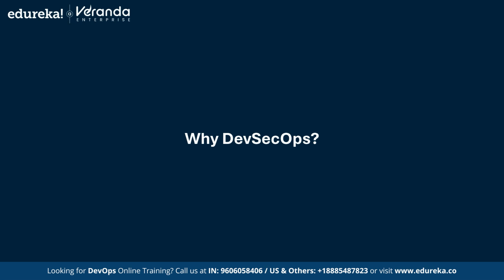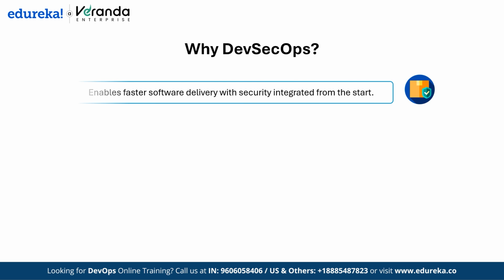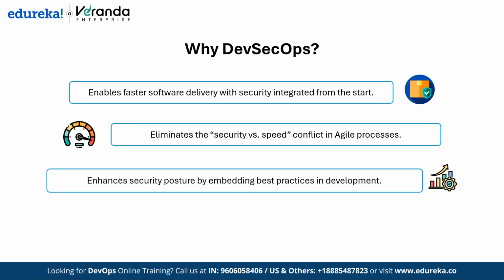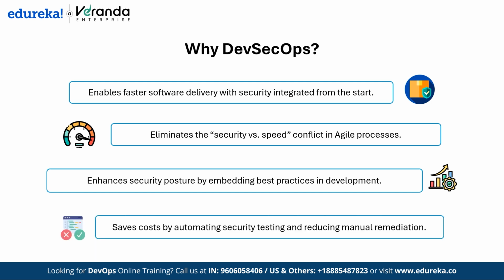Let's explore why this method is used in many organizations. First, it helps organizations deliver software faster without sacrificing security. This is because security is built into the process from the beginning rather than being an afterthought. Second, DevSecOps helps organizations avoid the security versus speed trade-off that often happens when traditional security controls are applied to agile development processes. Third, DevSecOps helps organizations improve their overall security posture by baking security best practices into the software development process. Finally, DevSecOps can help organizations save money by reducing the need for manual security testing and remediations.